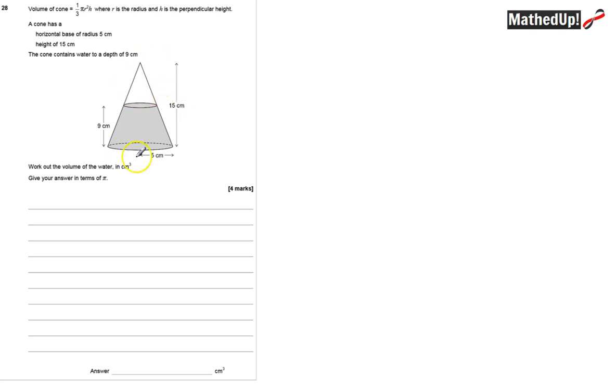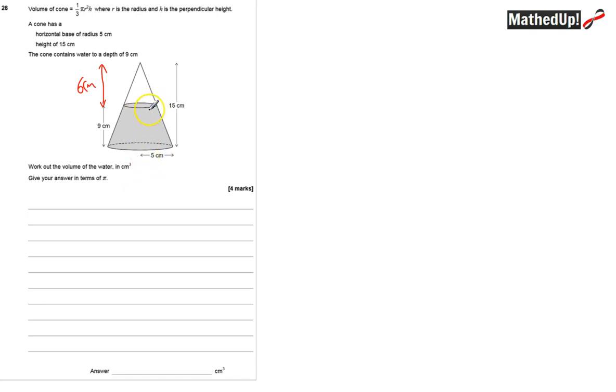So I'm going to do the big cone, take away the little cone, and that will give me this grey shaded bit that's left. Now the information that I've got missing is the dimensions of this little cone. I know that the overall height is 15, and I know here we've got a height of 9, so I should be able to work out the height here of the little cone. So 15 take away 9, which is 6, so that's going to be 6 centimeters. So that's going to be the height of the cone.